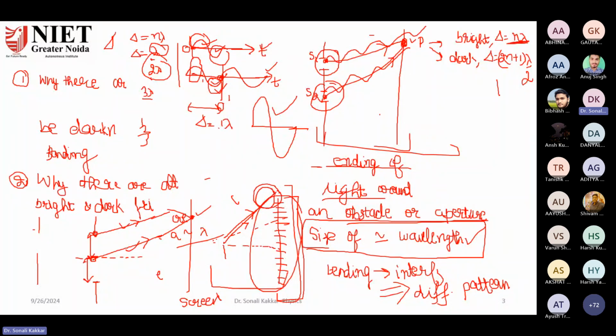Why are we taking odd multiples of lambda by 2 and not integer multiples of lambda by 2, like 1 lambda by 2, 2 lambda by 2, and 3 lambda by 2? Because for the even values, the 2 will be cancelled out and it will become n lambda, but that is the condition for a bright fringe. So that is why in the case of a dark fringe, we take only the odd multiples of lambda by 2. If you take even multiples, the even number will be cancelled with the 2 and you are left with n lambda. Clear?